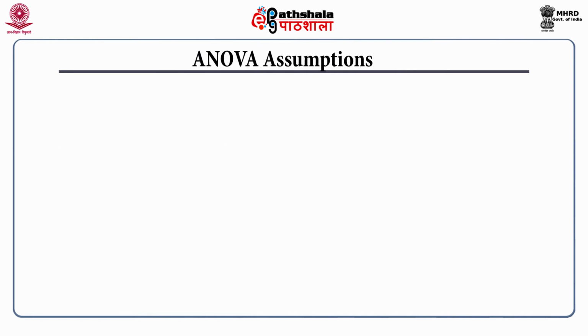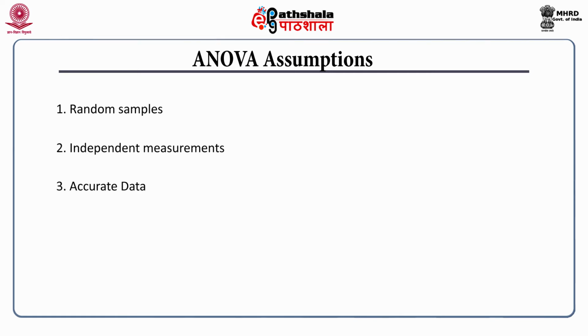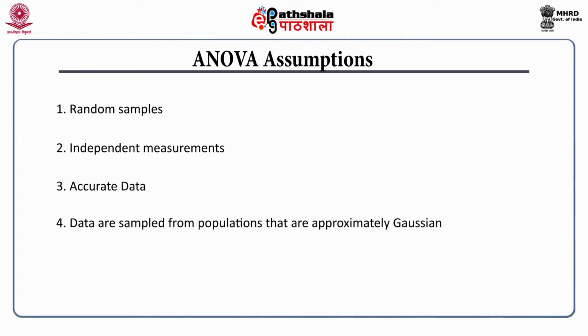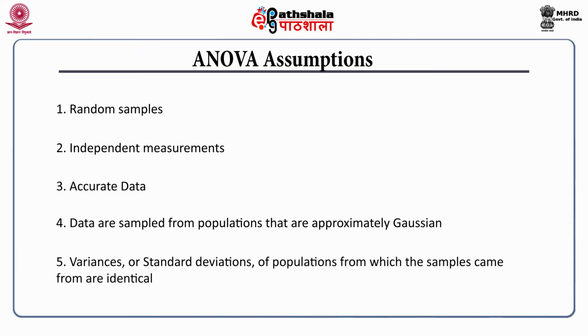So ANOVA is also making various assumptions. So assumptions include exactly the same as in the t-test: random sample, independent measurements, accurate data. Data is sampled from populations that are approximately Gaussian, and homoscedasticity, that is equality of the variance. So the variance or the standard deviations of the populations from which the samples came are identical.